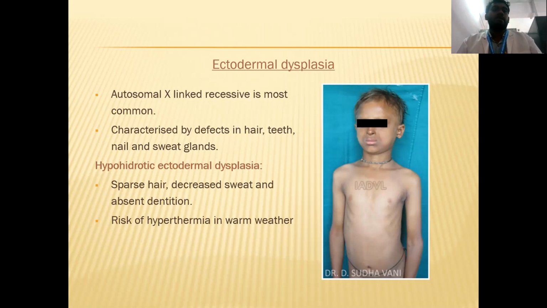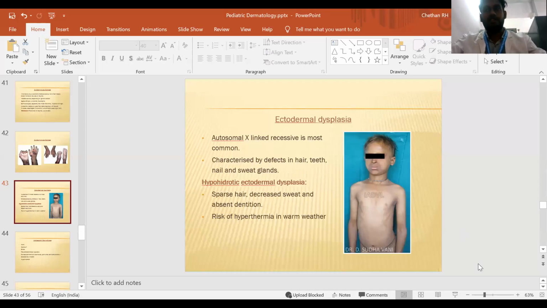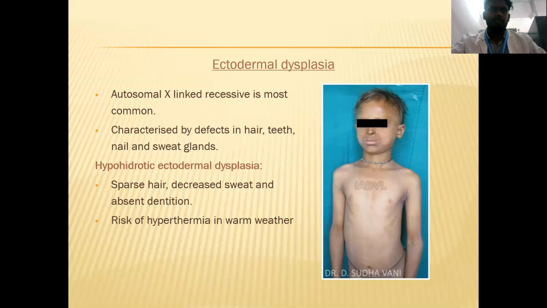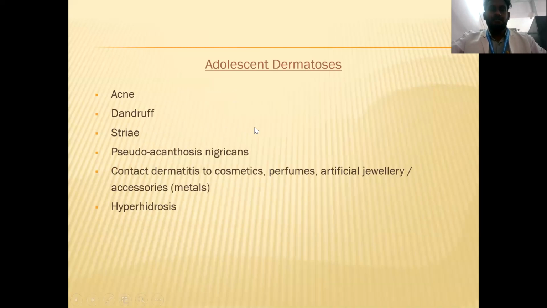Hypohidrotic ectodermal dysplasia is one of the commonest ectodermal dysplasias, which will present with sparse hair, decreased sweat, and also absent dentition. One important thing is they will have a risk of hyperthermia in warm weather because of the occlusion of the sweat ducts.